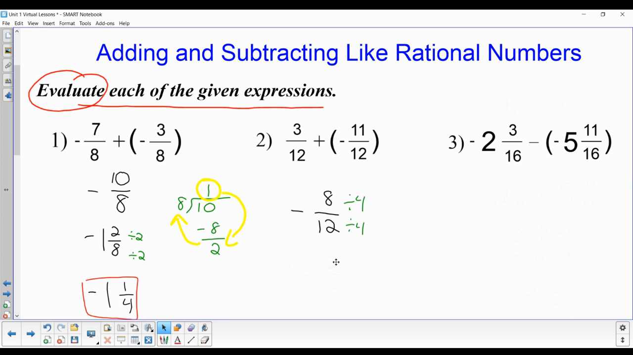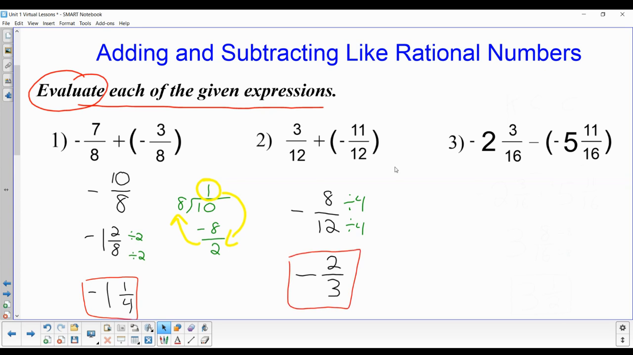8 divided by 4 is 2, 12 divided by 4 is 3, and you'll notice that when I'm simplifying and reducing, I don't pay attention to the negative, but I don't forget about it either. I do my math the way I would with normal fractions, and then I just remember that since the problem was negative, my answer needs to be negative. Then I box in my final answer.